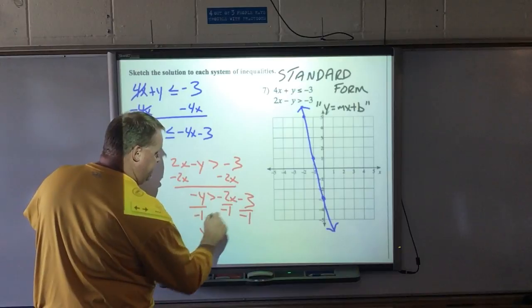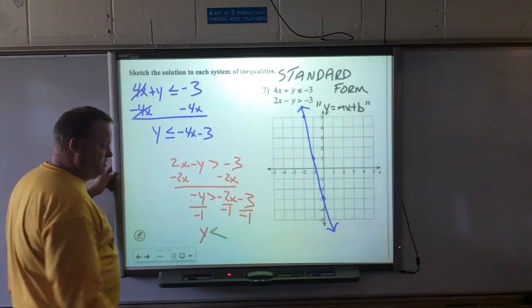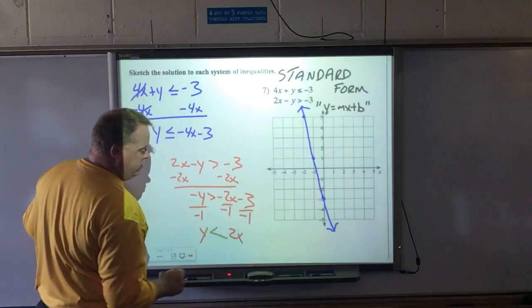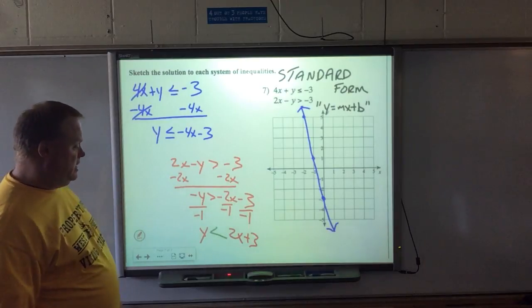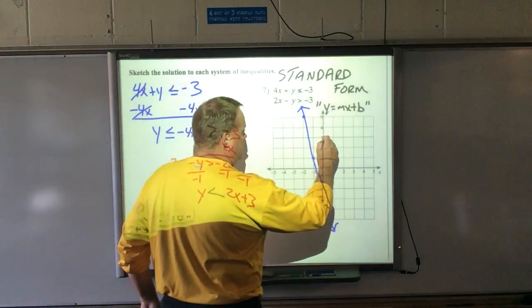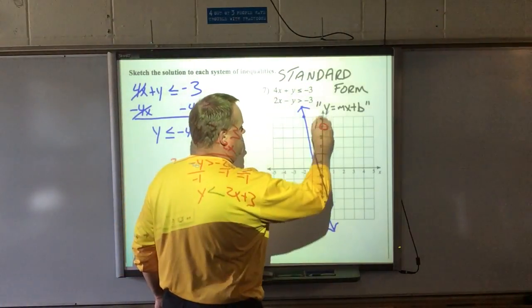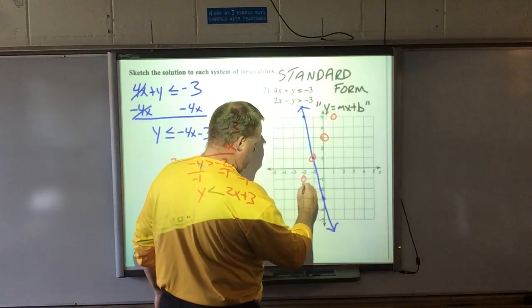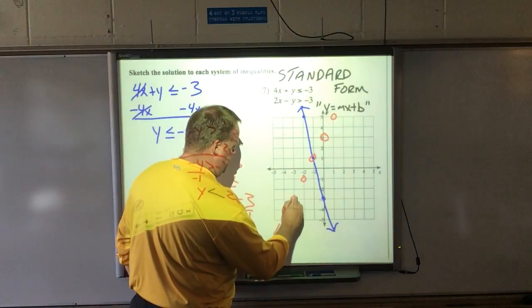Since it's a greater than and I divided by a negative, it becomes a less than. I did that in green so you could see the difference. Negative 2 divided by negative 1 is 2. Negative 3 divided by negative 1 is positive 3. So I know that I can graph this now. I am a less than only, so I'm an open circle at 3. And my slope is 2, which is 2 over 1. So up 2 over 1, down 2 over 1. I think I have enough on there to get my nice dashed line.